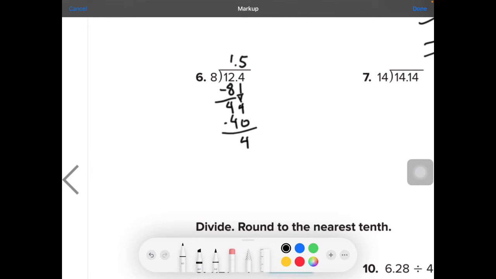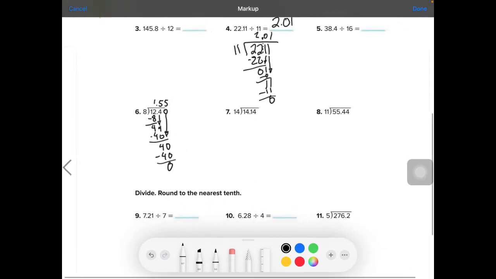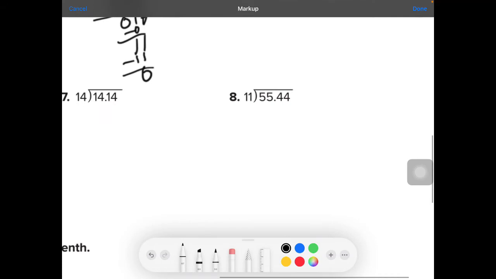Now, they don't want you to put remainders on here. They want you, because it's working with decimals, to figure it out. So you can just add a 0, a placeholder 0, and bring it down, and it helps figure out all the decimal spots. So 8 will go into 40 another 5 times. 5 times 8 is 40. 40 minus 40 is 0. So your answer is going to be 1.55.